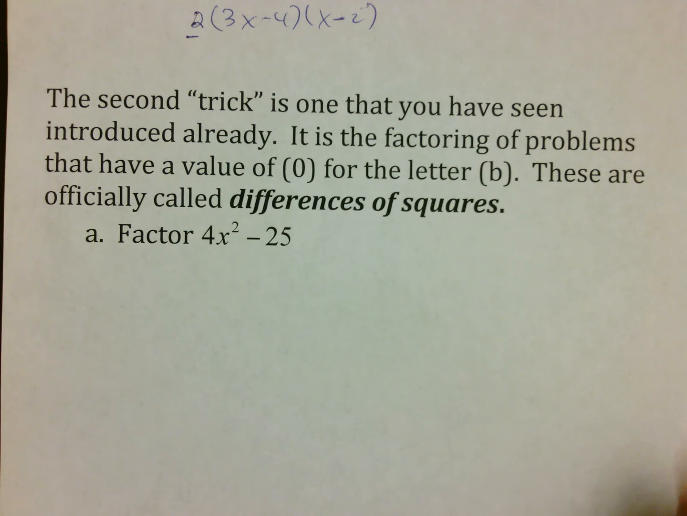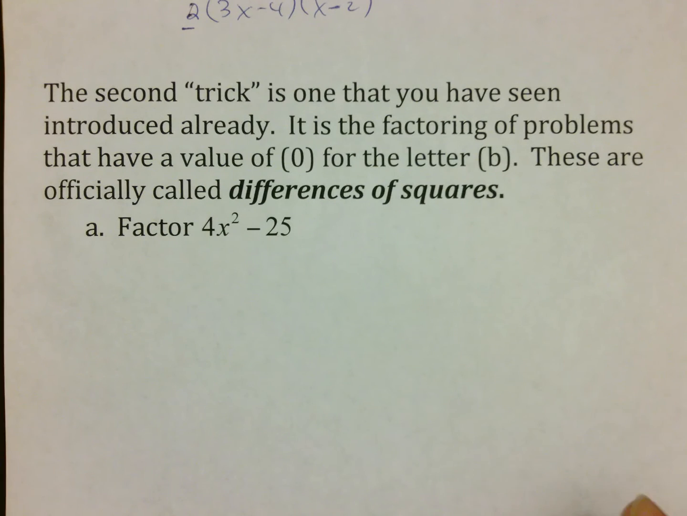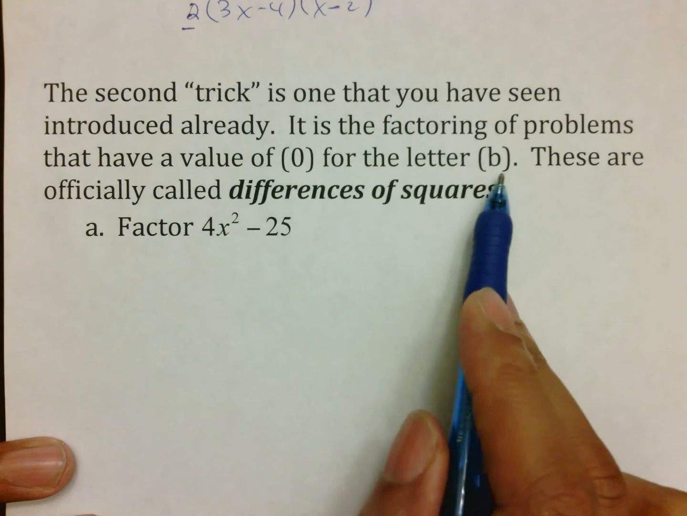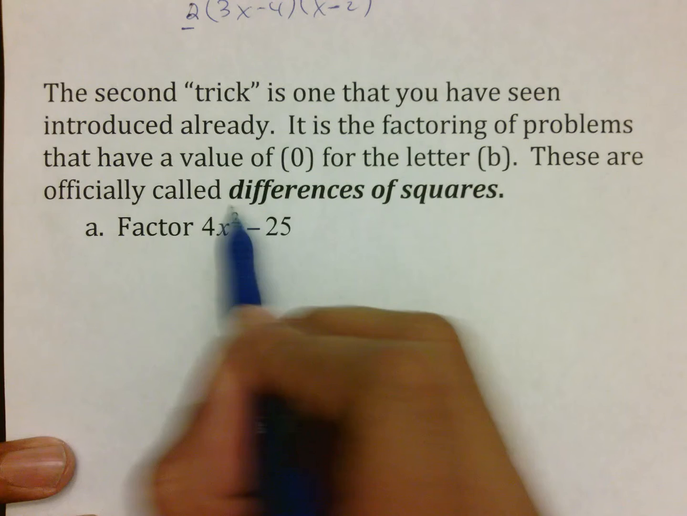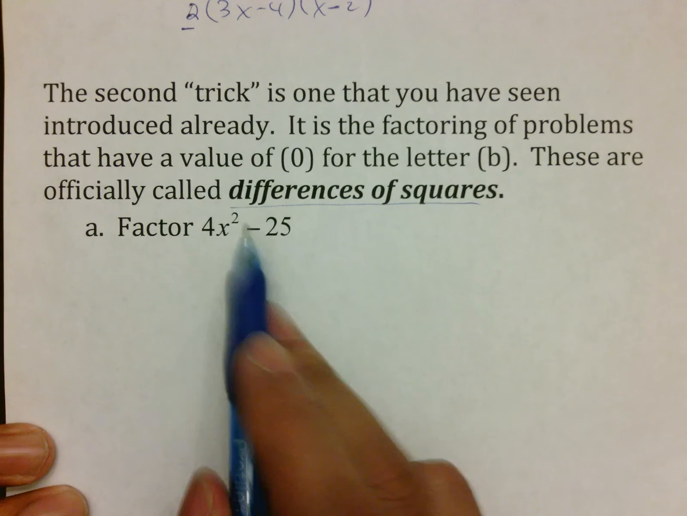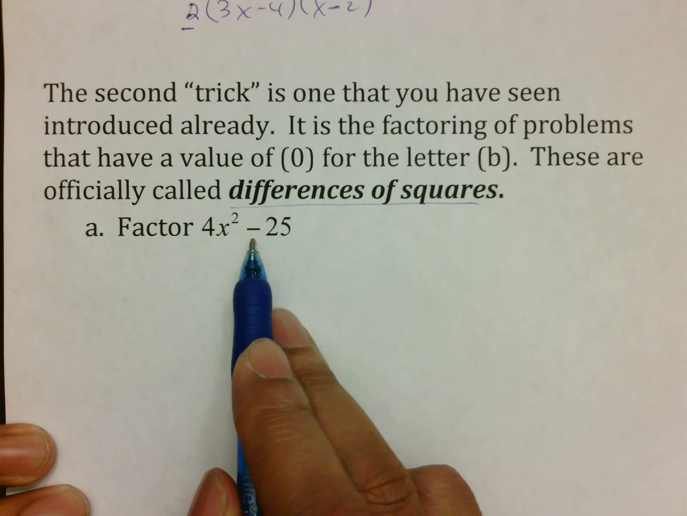The second trick is one that you've seen introduced already. It's just factoring problems that have a value of 0 for the letter B, which is the middle value. Officially, these are called differences of squares, and it's because it has to be a subtraction sign, which I'll talk about in just a second.